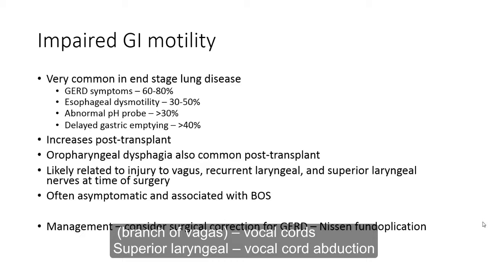And why we care is, one thing is, like I said, a lot of these can be asymptomatic, and they're associated, we know, with rejection.